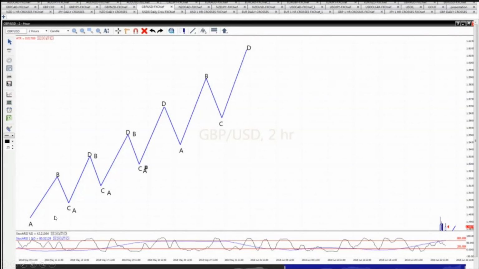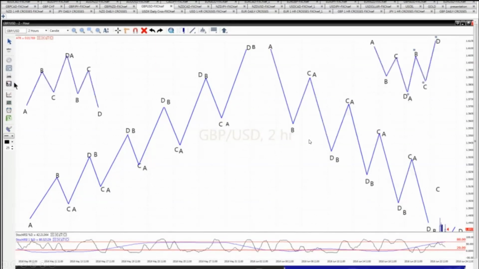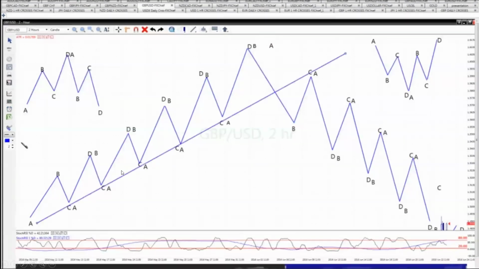Okay. So the market creates this, and then I say, when the market is going to change direction, it's also going to start creating A, B, C, D in the down direction. But how does that happen? That's when we bring our trend line in. This is our trend line. So we draw our trend line, A, B, C, D, A, B, C, D, to this point. That was the point I was trying to explain to you.